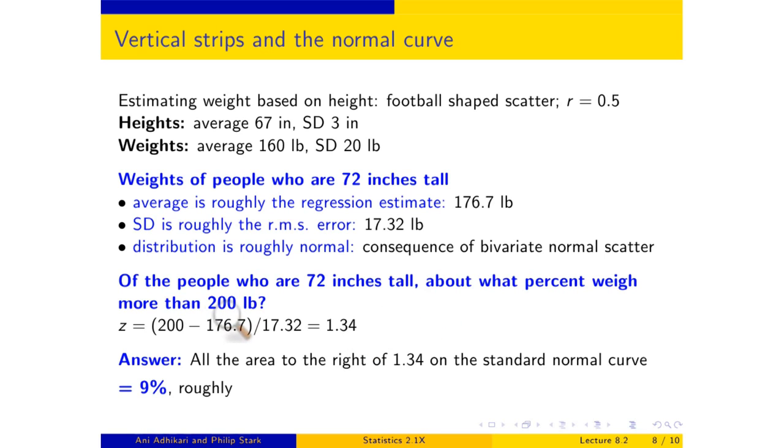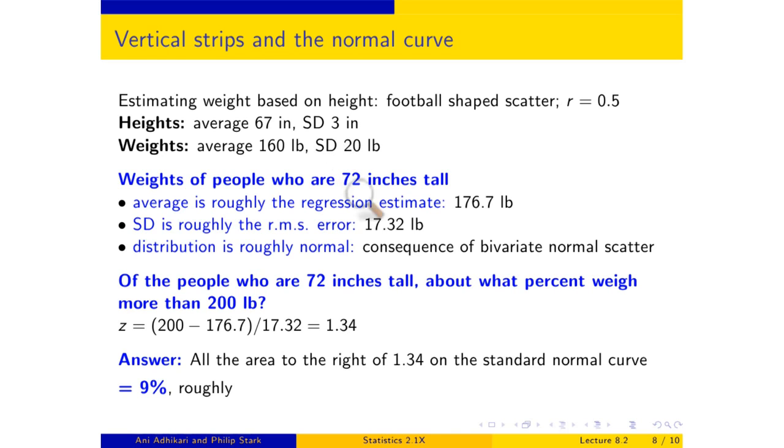Well, let's see. 200 pounds. If I look at everybody, 200 pounds is 2 SDs above average. And so the percent above that is going to be 2.5%, because within plus or minus 2 SDs, you've got 95%, so each tail is 2.5%. So if I looked at everybody, then the percent who weigh more than 200 pounds is roughly 2.5%.